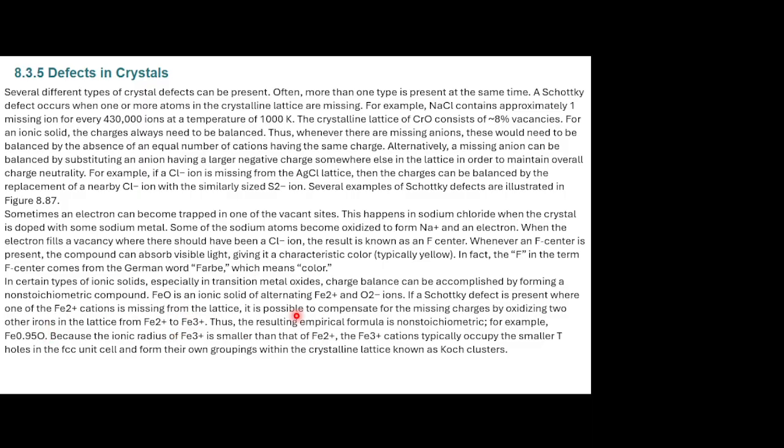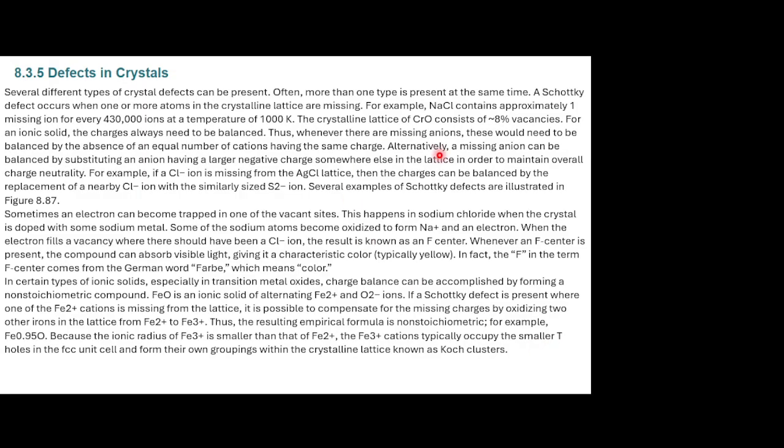The ionic radius of Fe3+ is actually smaller than Fe2+. Keep that in mind. So this can occupy the smaller tetrahedral holes in your FCC unit cells. They'll actually form their own grouping within your crystal lattice. These are called Koch structures or Koch clusters.